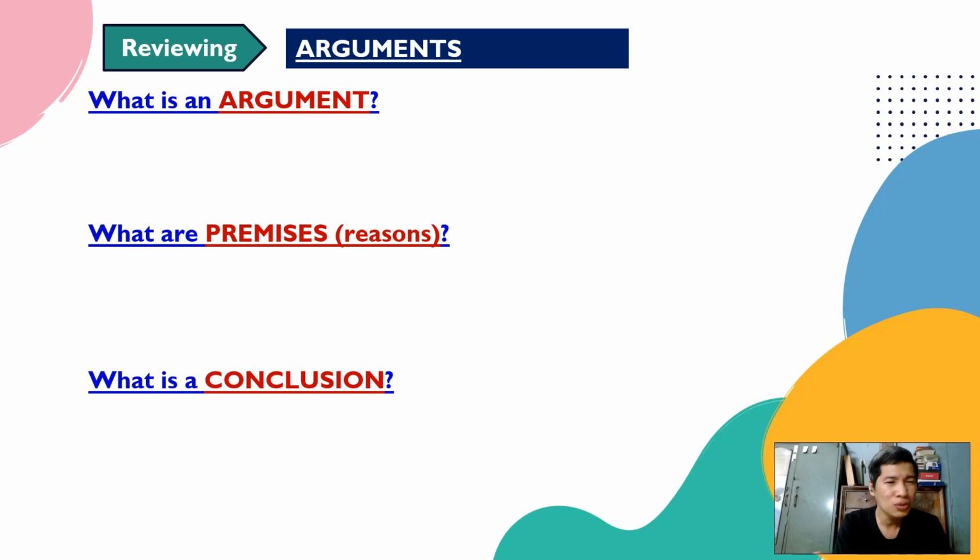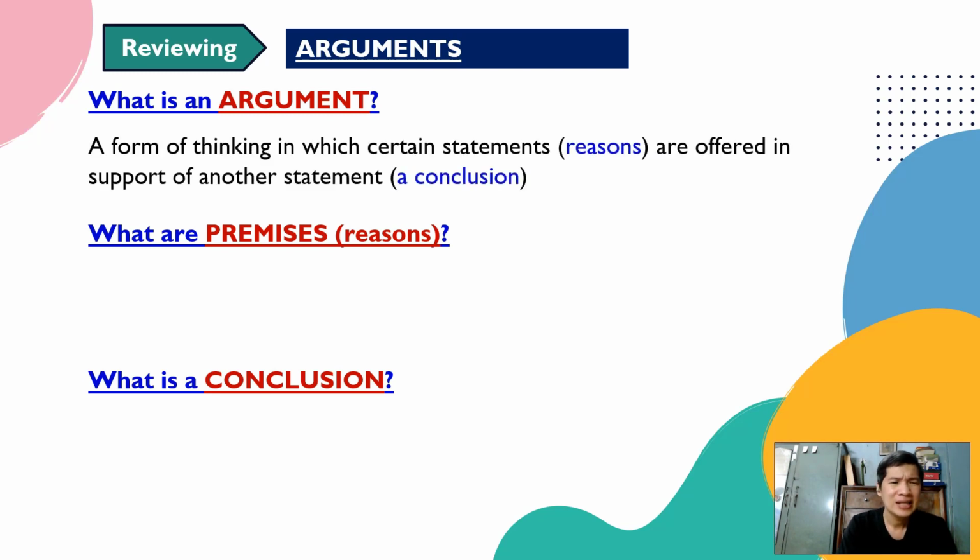Arguments in your own way. What does that mean? And premises, or we say reasons, and conclusion. Okay? When you have got your answer already, just go with me. Now, arguments, it's a form of thinking, and we have thinking all the time in our life, right? It's a form of thinking in which certain statements, or we say the reasons, are given in order to support another statement or a conclusion.